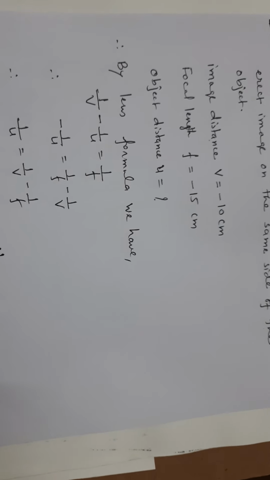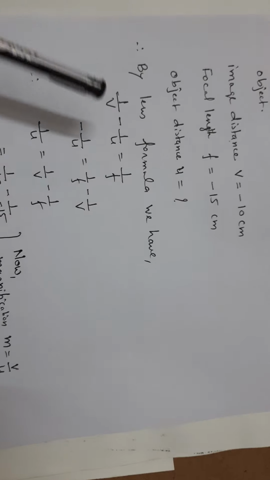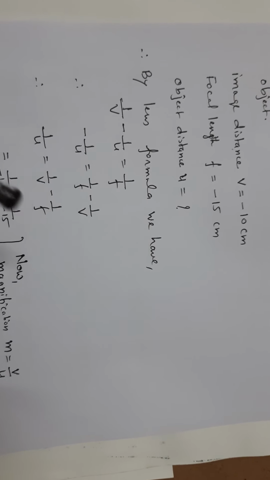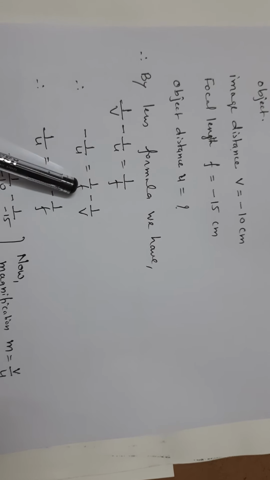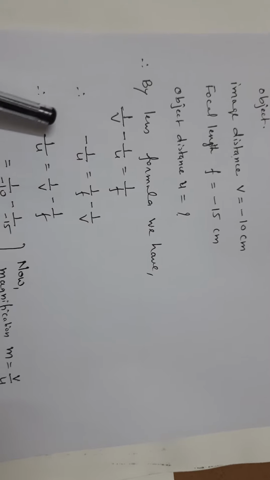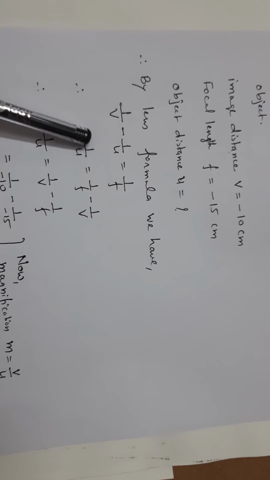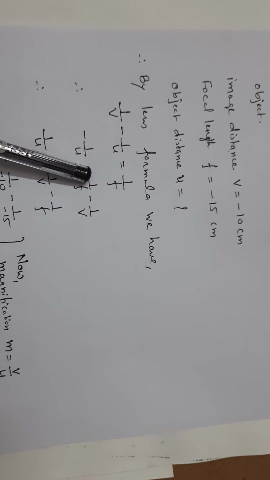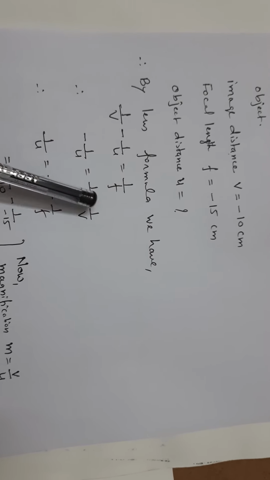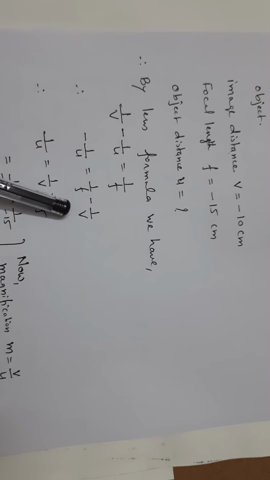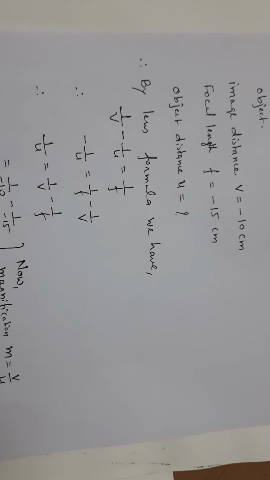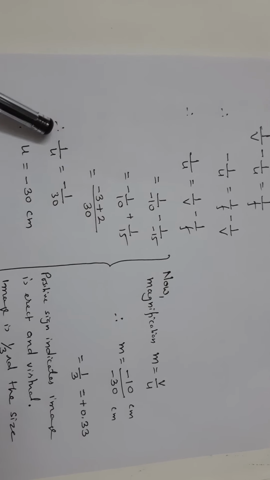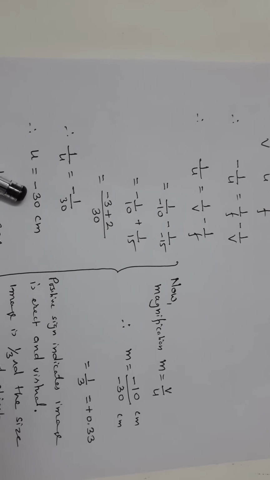Using the lens formula, we have 1 upon v minus 1 upon u is equal to 1 upon f. So if I keep this here only, minus 1 upon u is equal to 1 upon f minus 1 upon v. If I multiply both sides by a minus sign, this minus will become plus, this will carry a minus sign. So I write this first, 1 upon v minus 1 upon f. Having placed these values, we get 1 upon 30 minus 1 upon 30. 1 upon u is equal to minus 1 upon 30. That gives u is equal to minus 30 centimeter.